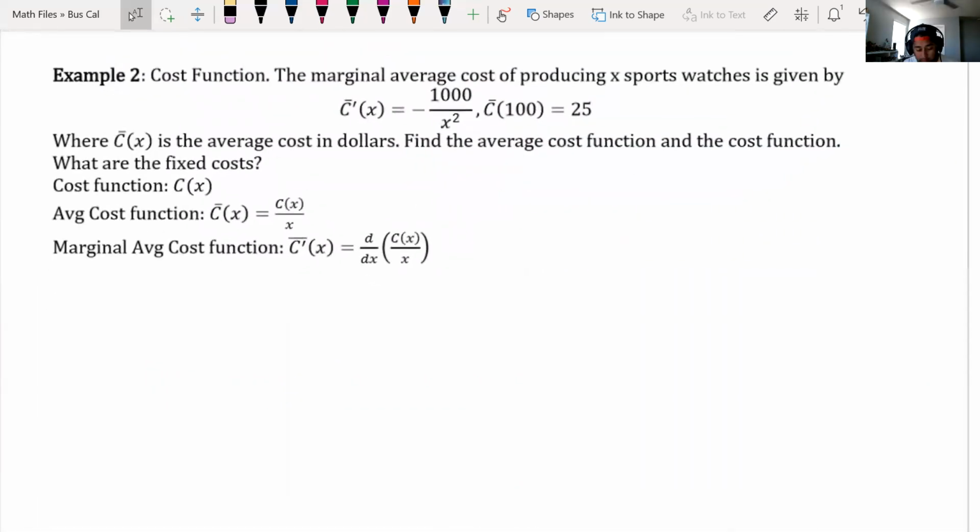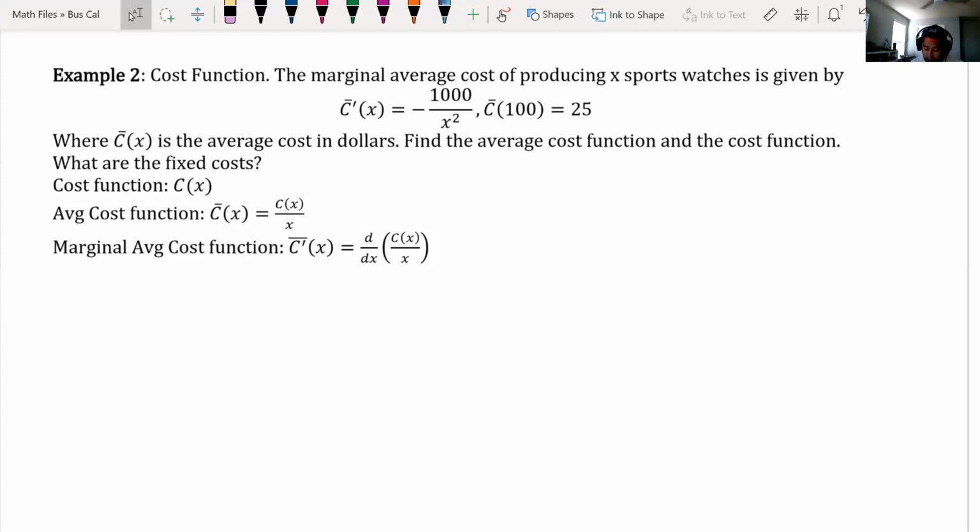Now, word problems. The marginal average cost of producing x sports watches is given by C bar prime of x equal to negative 1,000 over x squared. And they're giving us that C bar of 100 is 25. C bar of x is the average cost in dollars. Find the average cost function and the cost function, and find out what the fixed costs are.